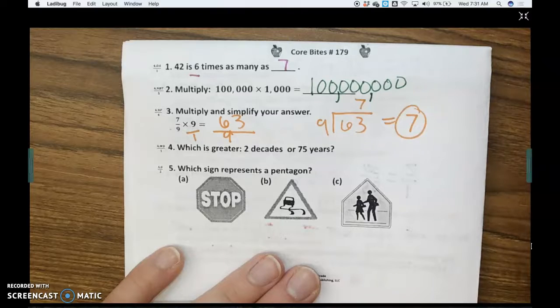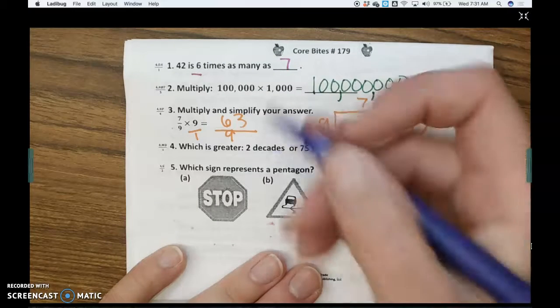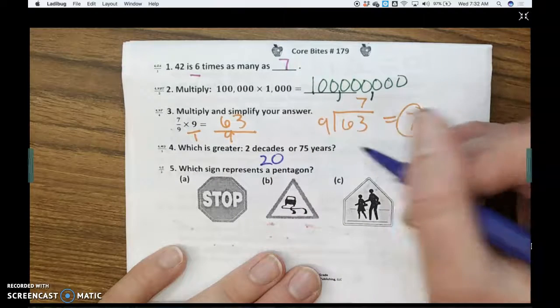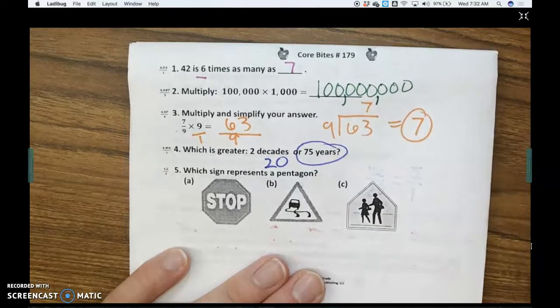Alright, and then for your next one, which is greater, 2 decades or 75 years. So a decade is 10 years. So 2 decades would be 20 years compared to 75. So 75 years is definitely larger.